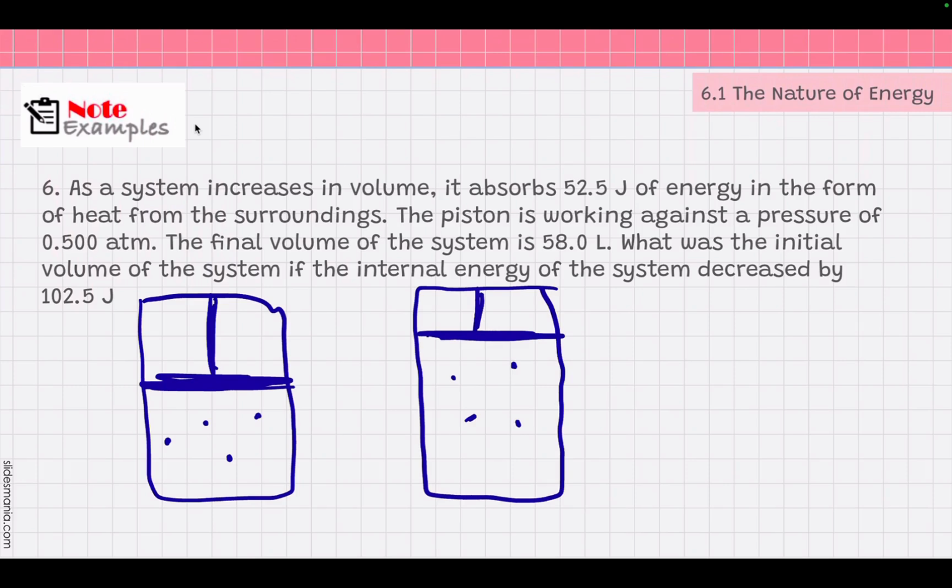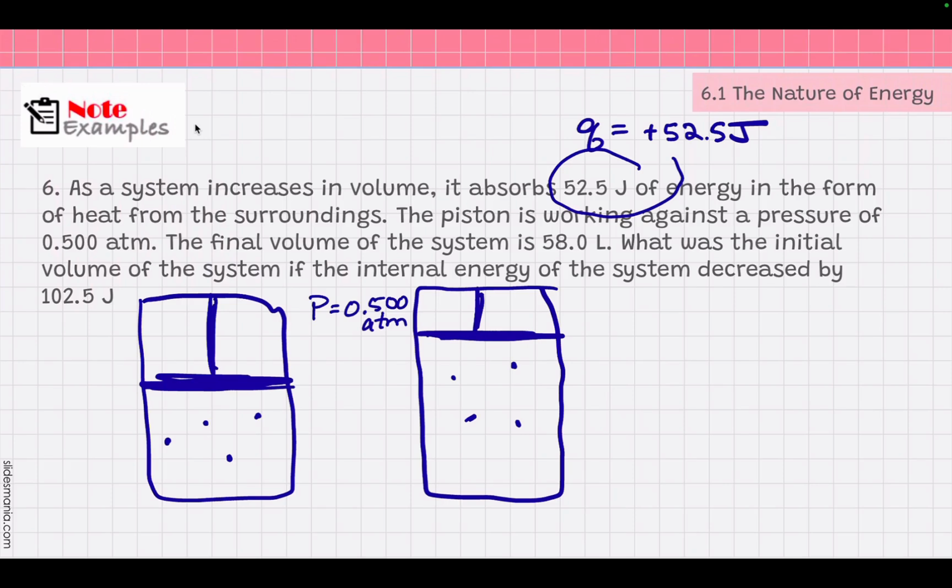So in this question, the system is going to absorb energy. It's going to absorb 52.5 joules of energy from the surroundings. So that is going to be our Q value. So Q is positive 52.5 joules. And the piston is working against a pressure of 0.5 atm. So the outside pressure is 0.5 atm.